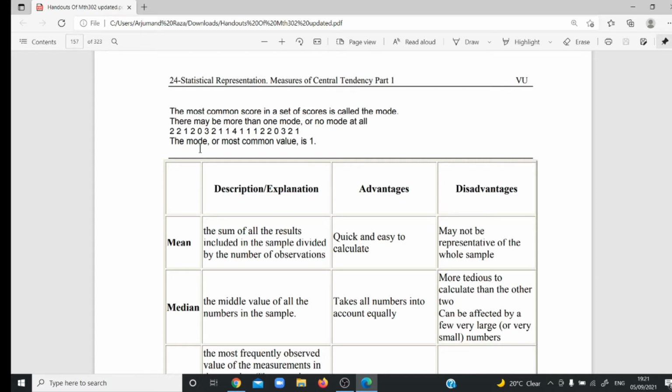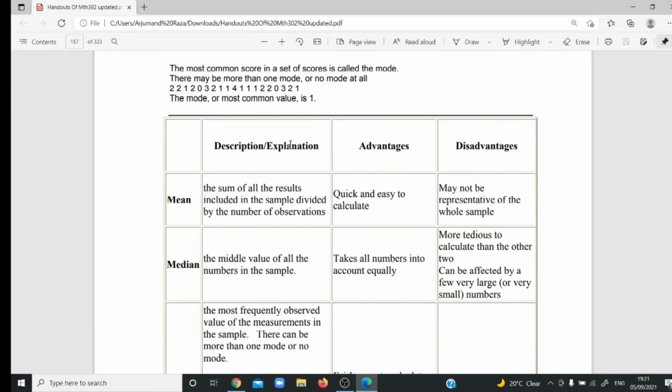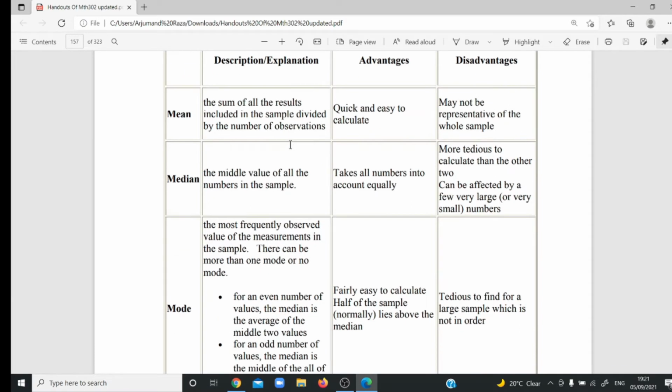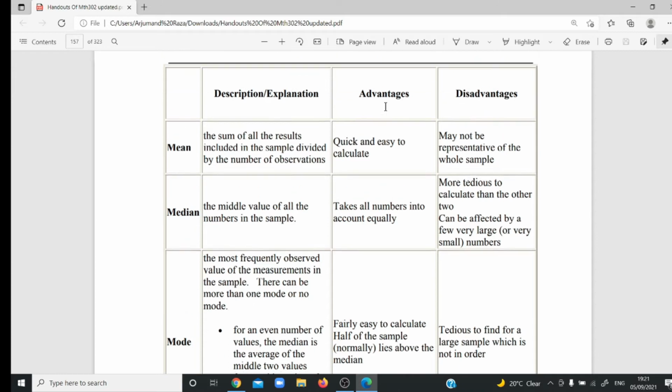Or sometimes we don't have any mode, not even a single one. It's also possible that you won't have any number that's occurring again and again. At your level they usually ask you the advantages and disadvantages of mean, median, and mode. So please remember this: mean is quick and easy but not reliable, and may not represent the whole sample.